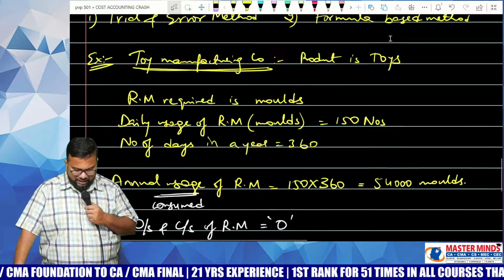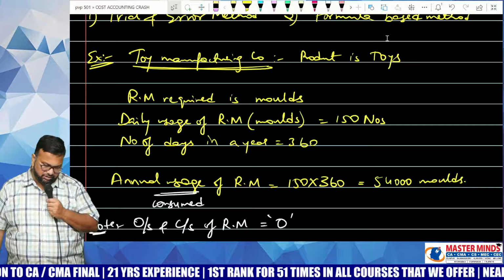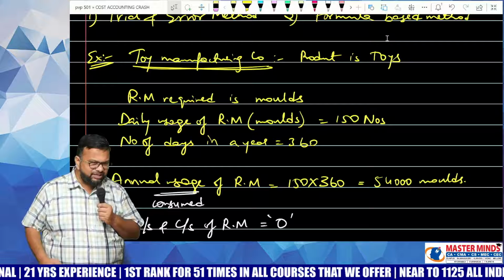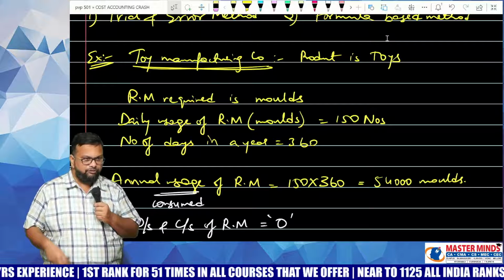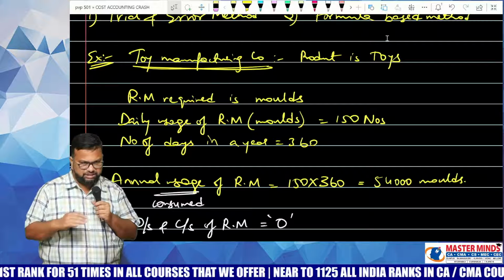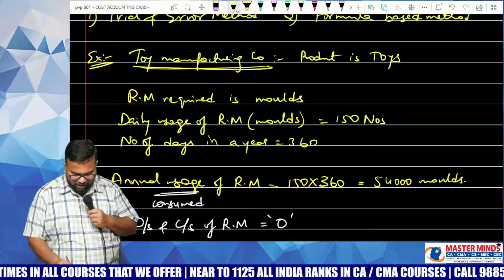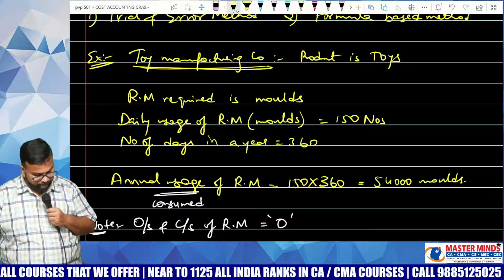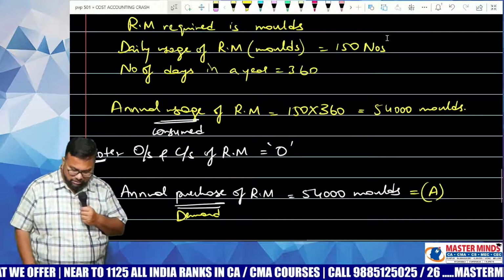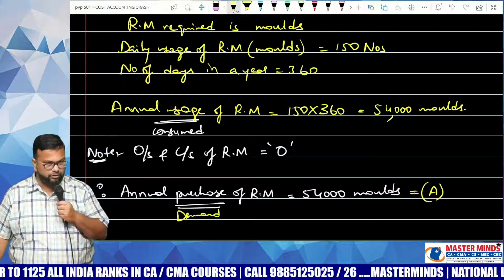I have taken an example to calculate EOQ under the trial and error method. I have taken a toy manufacturing company. In order to manufacture toys, we need molds. In that mold, hot plastic will be poured and we will get a specific design. Each mold has a life. So the raw material required is mold. Daily usage of raw material is 150 numbers. Number of days in a year is 360. So annual usage of raw material is 150 into 360, which is 54,000 molds. So in a year, we need 54,000 molds.